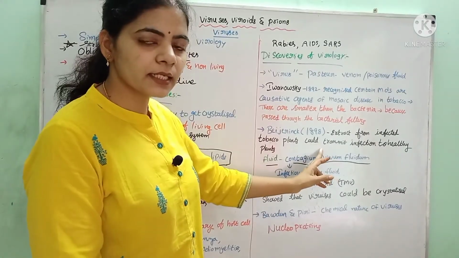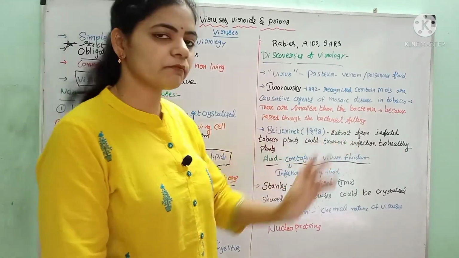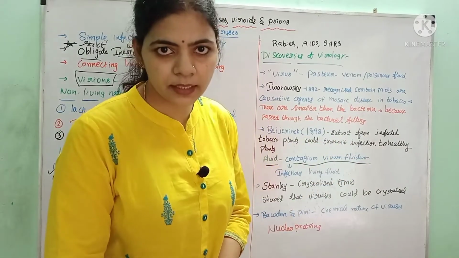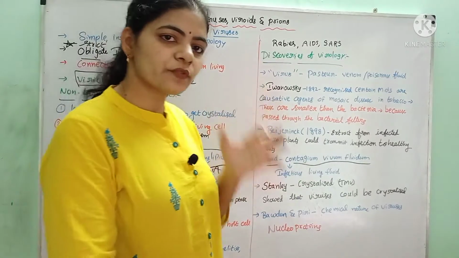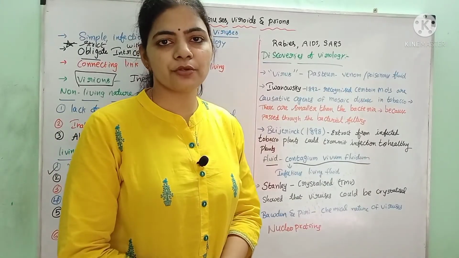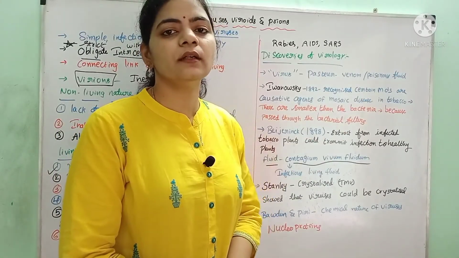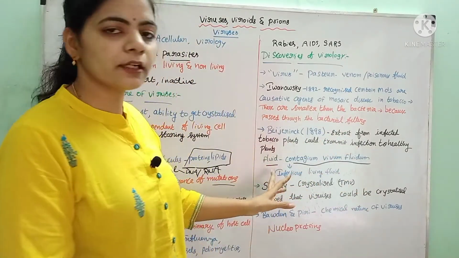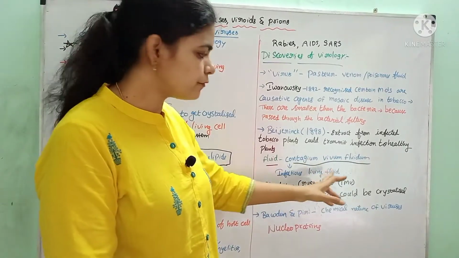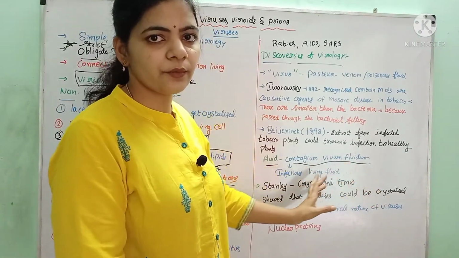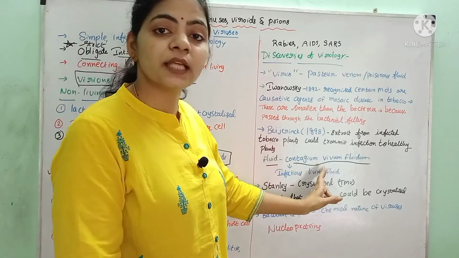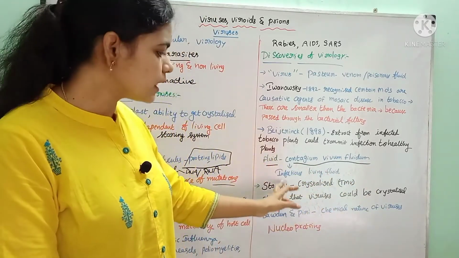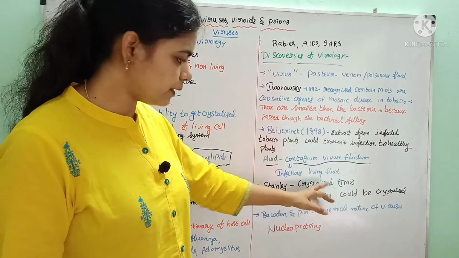Later, in the year 1898, Beijerinck extracted the fluid from the infected plants, and he said that the extract is the causative agent that can transmit the infection from infected plants to healthy plants. He called that fluid contagium vivum fluid. The meaning of contagium vivum fluid is infectious living fluid.